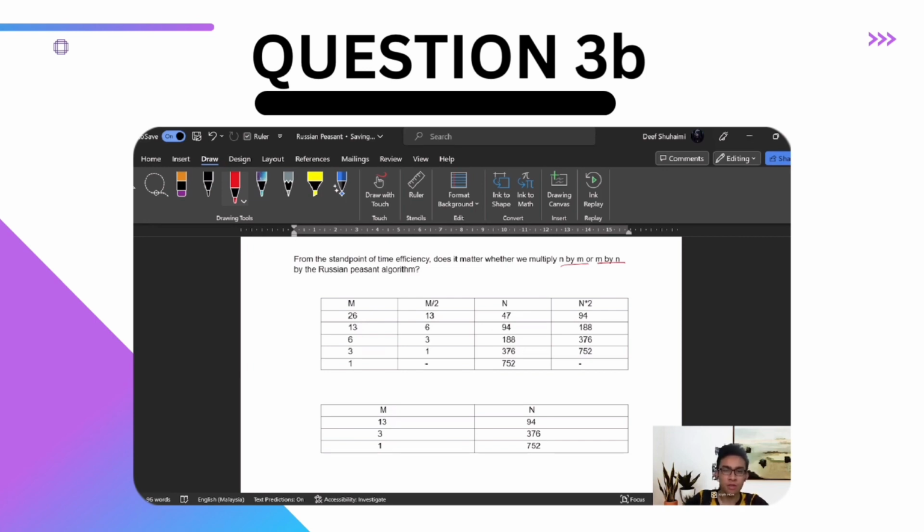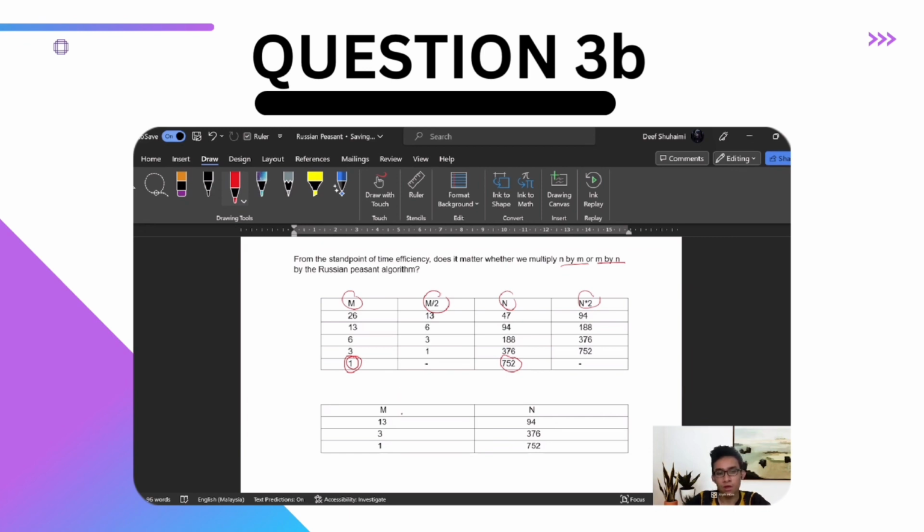peasant algorithm. In the previous question, the Russian peasant algorithm works by going through the process of halving the first number, which counts as m, and doubling the second number, which counts as n. So the Russian peasant algorithm focuses on the process of halving until m is equal to 1. Then the doubling process is stopped. After that, we need to find the odd numbers, then cross out the even numbers.